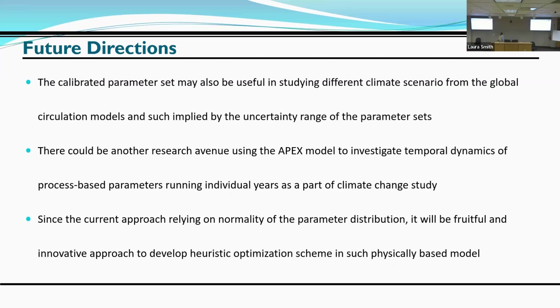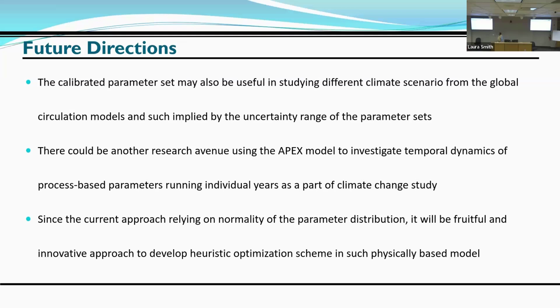The calibrated set may also be useful in studying different climate scenarios, from global circulation models, and also implied by the uncertainty range of parameters. There could be another research avenue using the APEX model to investigate the temporal dynamics of process-based parameters, running individual years as part of a climate change study, because we see in the log likelihood graph that one year can be good, while another year is not. So that's the reason I have insight on that.